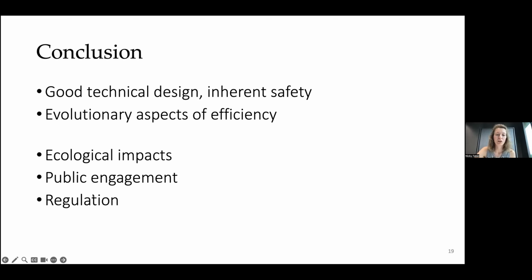And then if we do, regulation is also going to be super important. So there's still a lot of work to be done. But I think if we do decide to look into it, gene drives could be a potentially powerful new tool in our conservation toolbox.